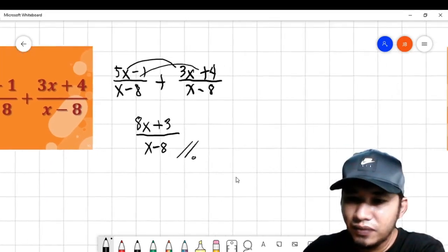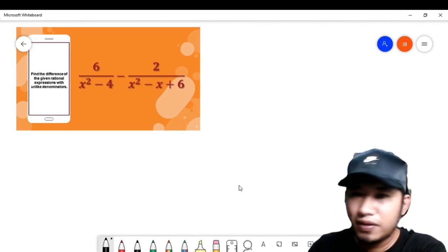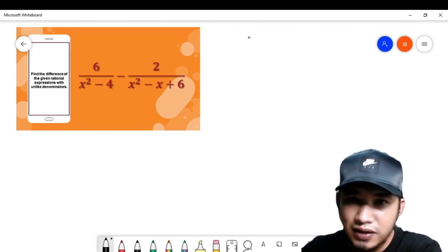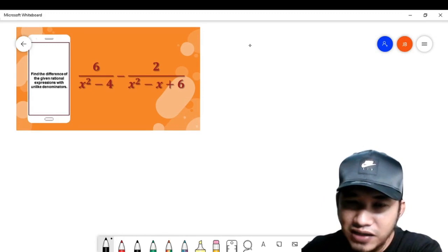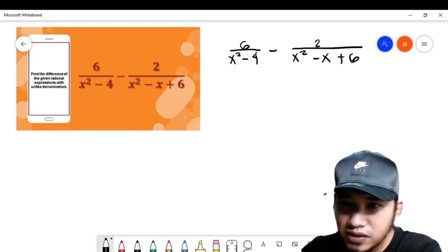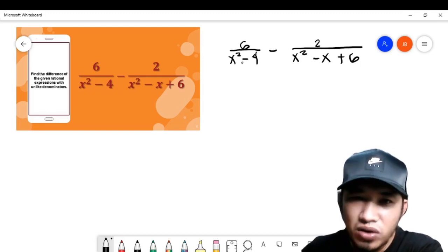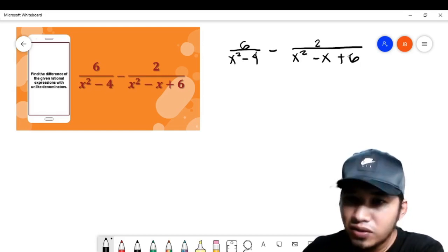Next. Yan. Medyo mahirap na kasi medyo complex na yung kanilang denominator. So yan, first things first again. Copy the problem. Alright. So x squared minus 4 minus 2 all over x squared minus x plus 6. Alright. So as you can see, our first denominator is factorable and also the second denominator.